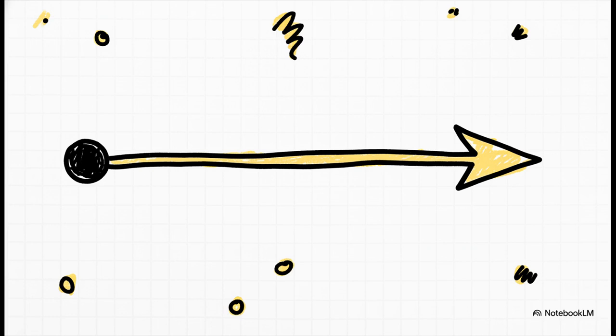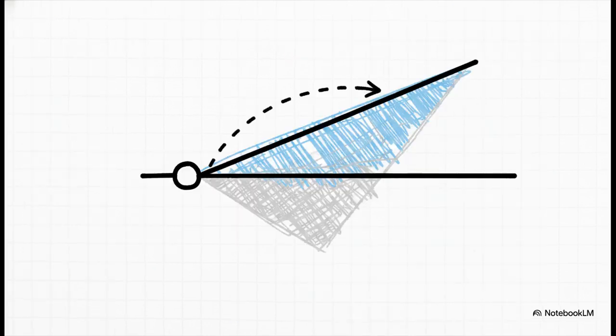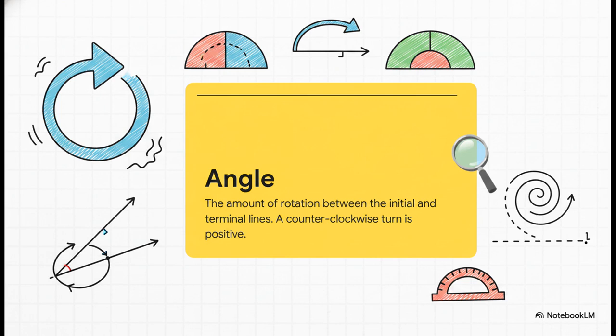Imagine a single ray just sitting there, pointed in one direction. This is our anchor, our starting point. We call it the initial line. Now picture a second ray pinned down at the exact same starting point. And we start to pivot it, rotating it away from that first line, opening up a gap. This second moving ray, that's our terminal line. And that gap, that amount of rotation between the two, yep, that is the angle. So you see, an angle isn't just a static shape, it's a measure of movement.